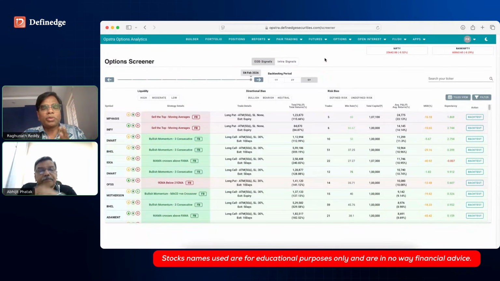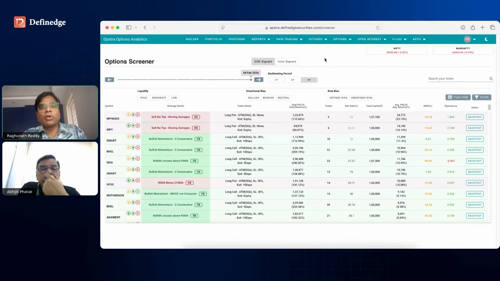The option screener gives you the list of option strategies and trades across all the FNO stocks and indices, both of them. All of these trades are already backtested, and for each and every trade we provide the backtesting results. As you can see in the table itself, each strategy will have backtesting data as well as backtesting related ratios, like max drawdown, expectancy, PNL, and all those things.